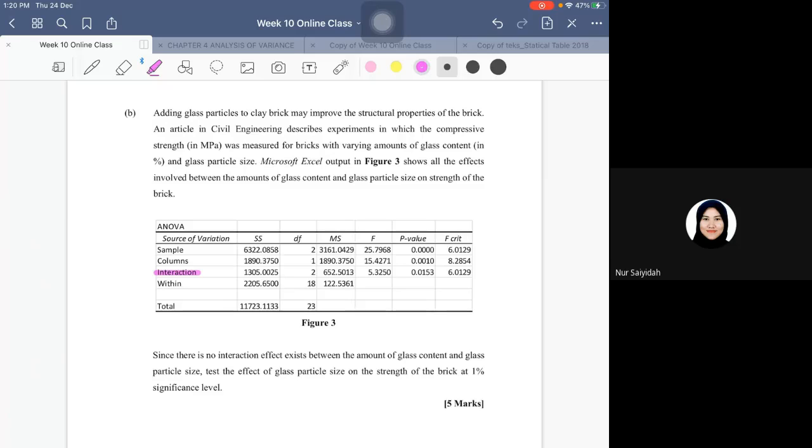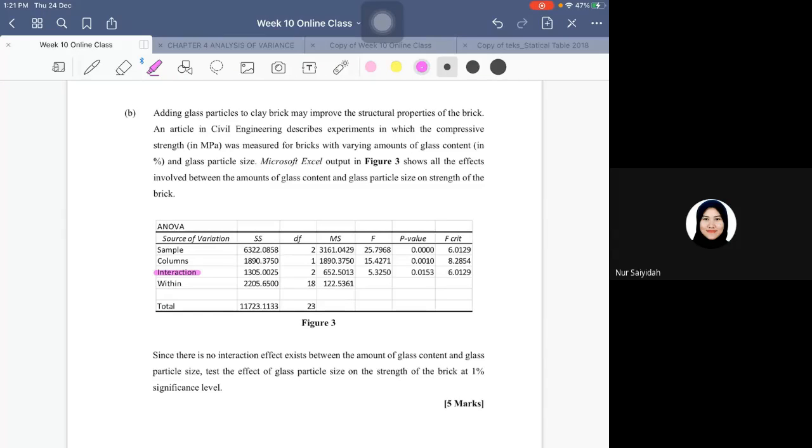And this is definitely not going to be easy to understand. The statement is, let's read that together. The statement says that adding glass particles to clay brick may improve the structural properties of the brick. So we're talking about brick. If we were to add glass particles into the brick, the structural property is going to be better. An article in Civil Engineering described experiments in which the compressive strength was measured for bricks with a varying amount of glass content and glass particle size.